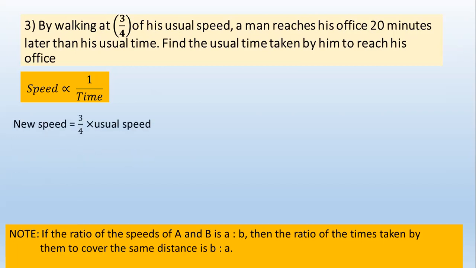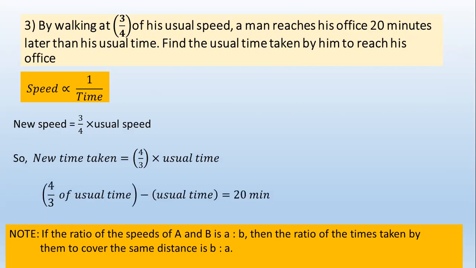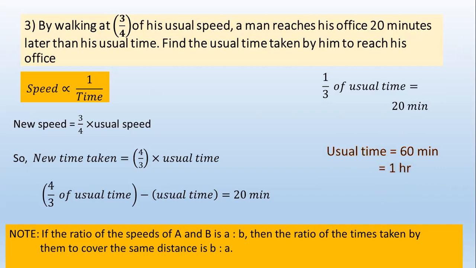Here, new speed is equal to 3 by 4 of his usual speed. Using this statement, we can find out the new time taken, which is equal to 4 by 3 of his usual time taken. And the difference between them is given here. So 4 by 3 of usual time minus usual time is equal to 20 minutes. So 1 by 3 of usual time is equal to 20 minutes. So we can simply find out usual time is equal to 60 minutes, that is 1 hour. Hope you understood this. Let's move to the last problem.